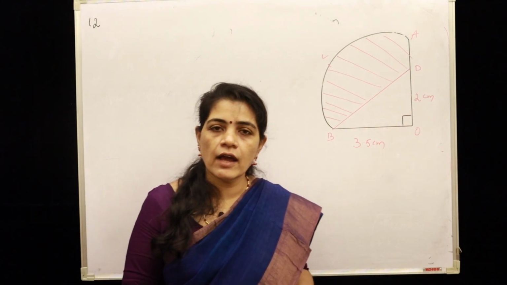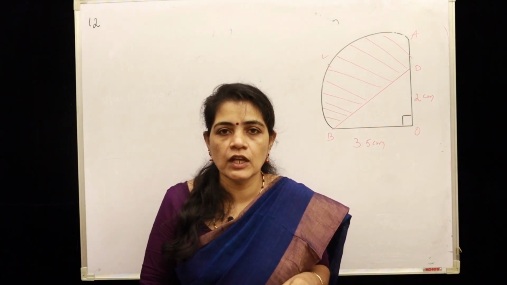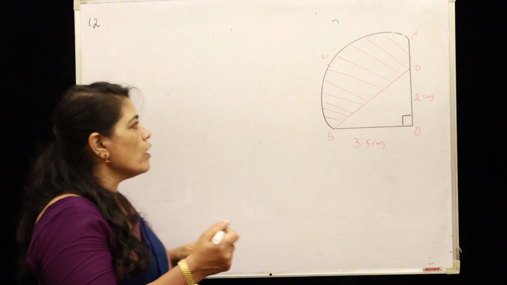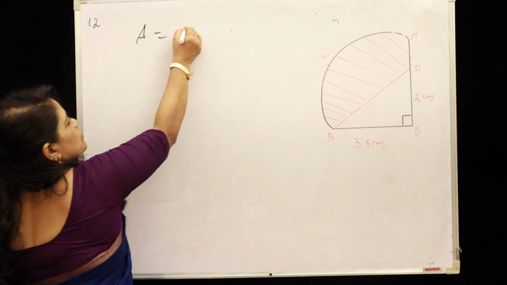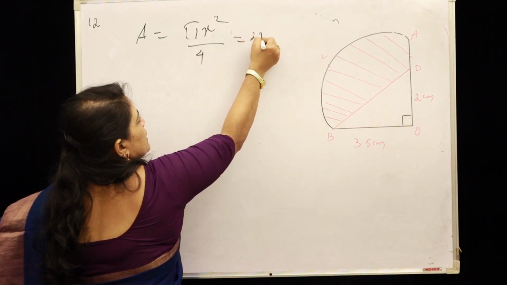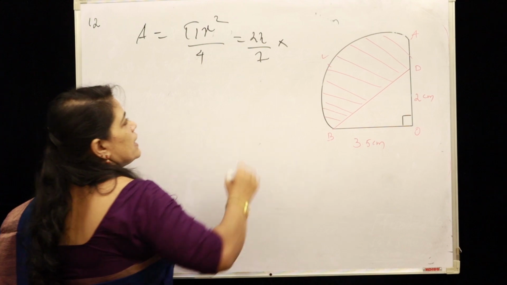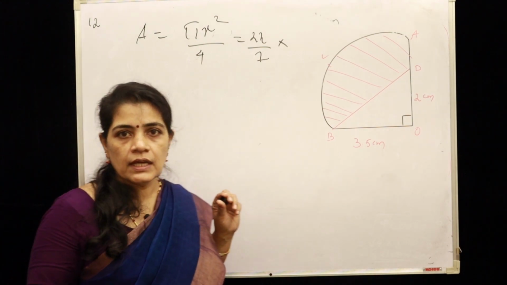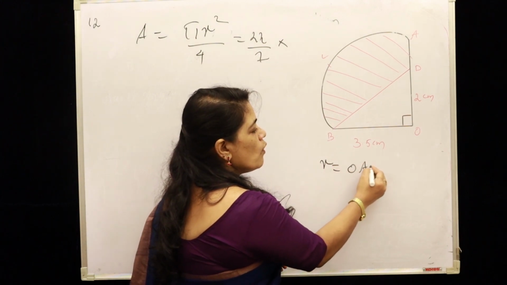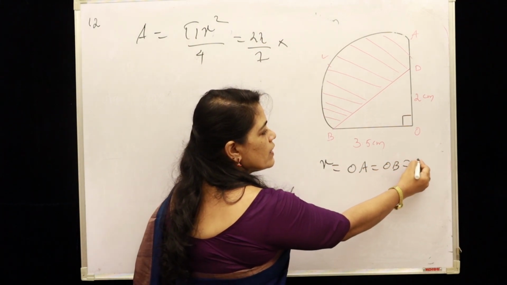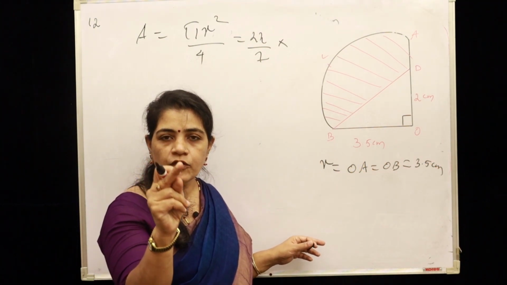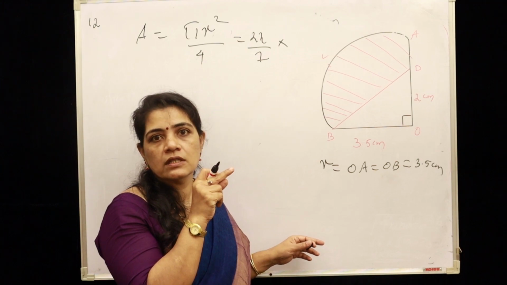So this question also has two parts. In the first part, we have to find out the area of the quadrant OACB. Being a quadrant, area is equal to pi r square by 4, that is 22 by 7 into radius. What will be the radius? Radius of the quadrant is equal to OA or OB, and that is given as 3.5 centimeter. Here OB is given because it is from the center to any point on the circle.